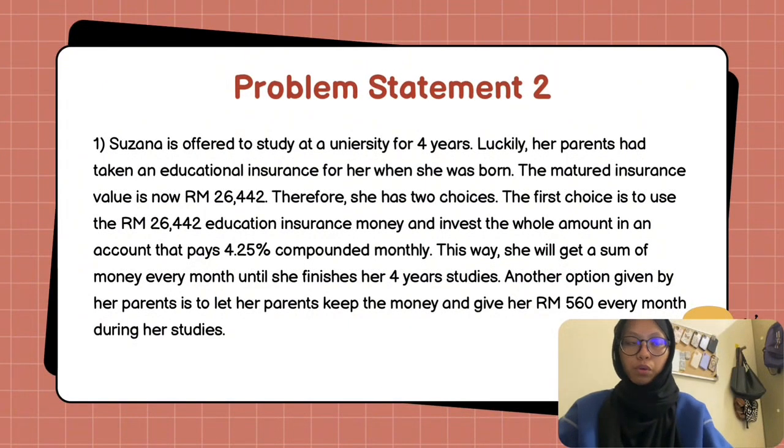So we move to problem statement 2. Susanna is offered to study at a university for 4 years. Luckily, her parents had taken an educational insurance for her when she was born. The matured insurance value is now RM 26,442.